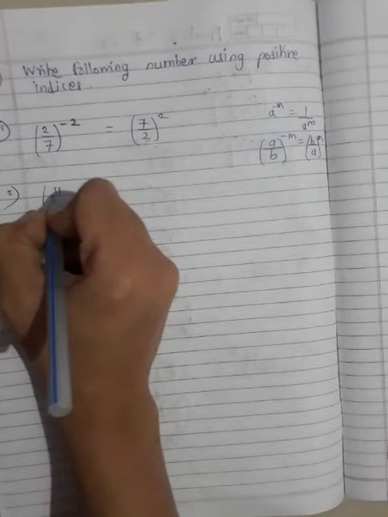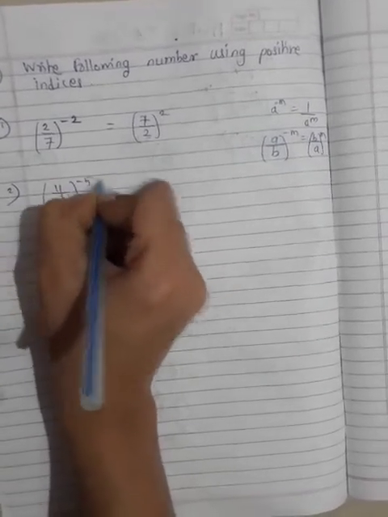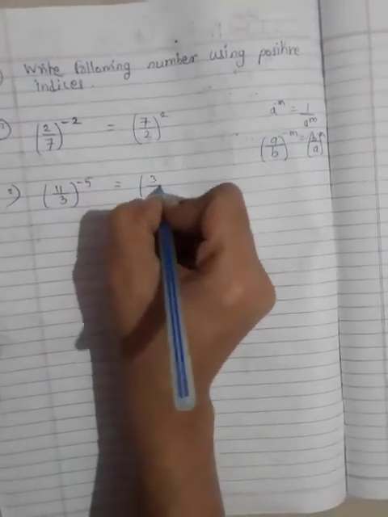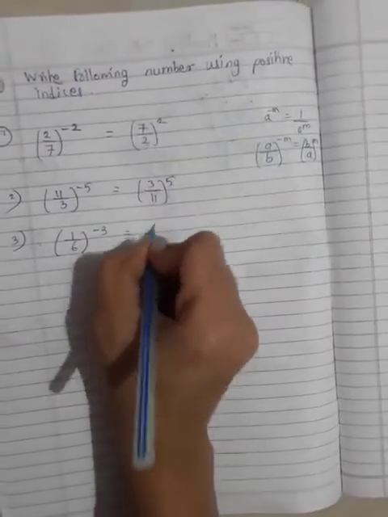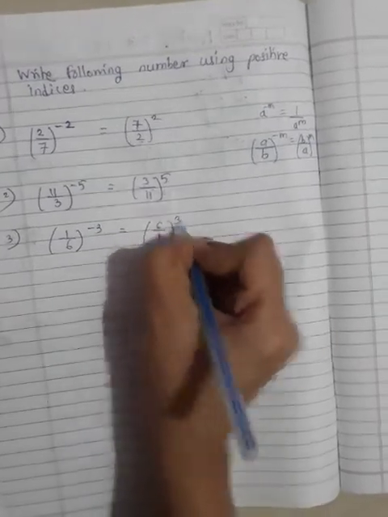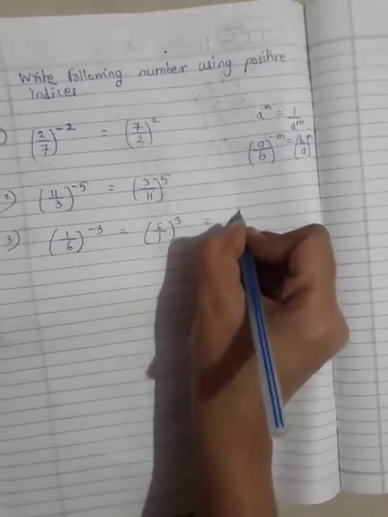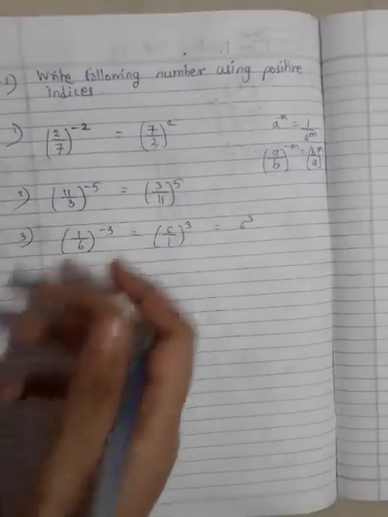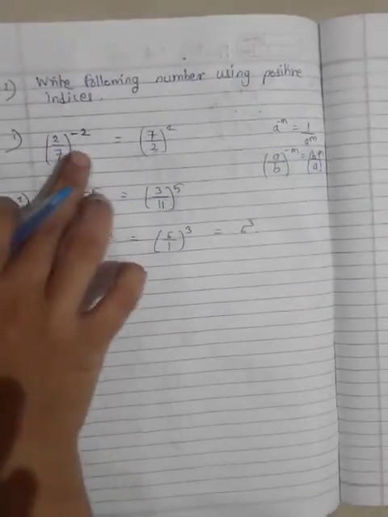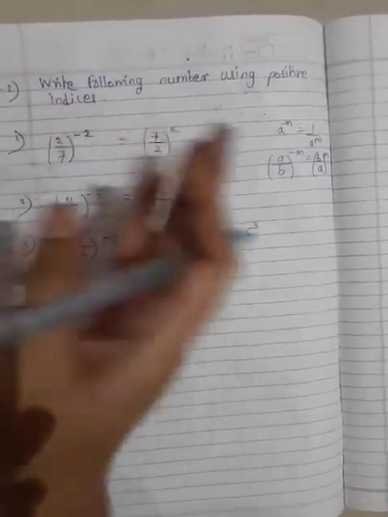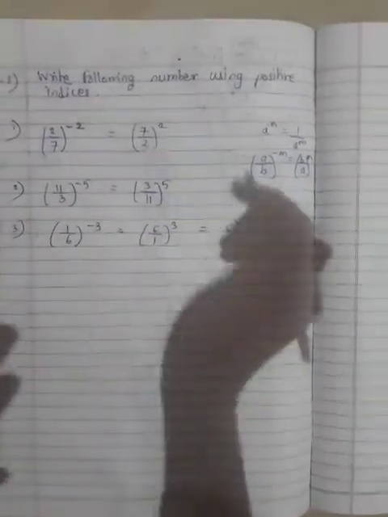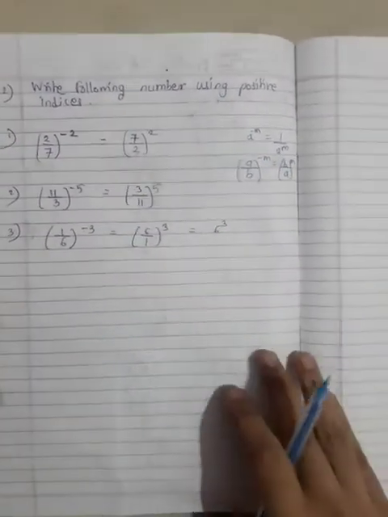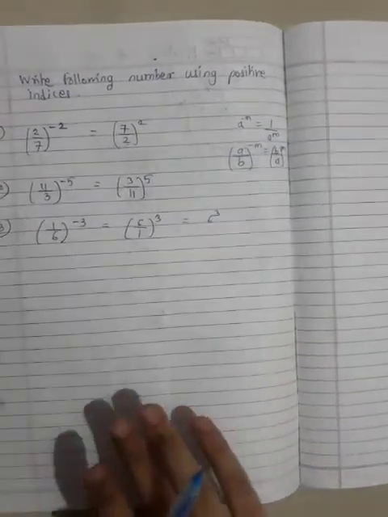So use this result. See, (11/3)^(-5) means (3/11)^5. Third, (1/6)^(-3) means (6/1)^3, and 6/1 means 6, that is 6^3. So like this you can make negative indices positive. By using these results, try to solve the examples. Okay, thank you.